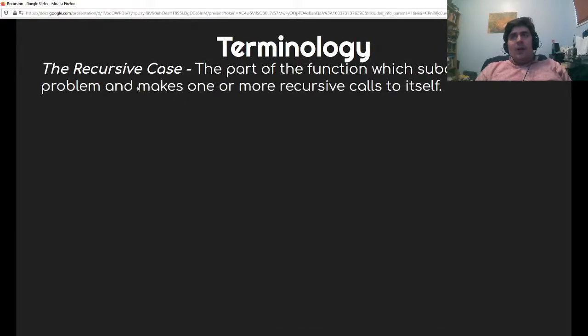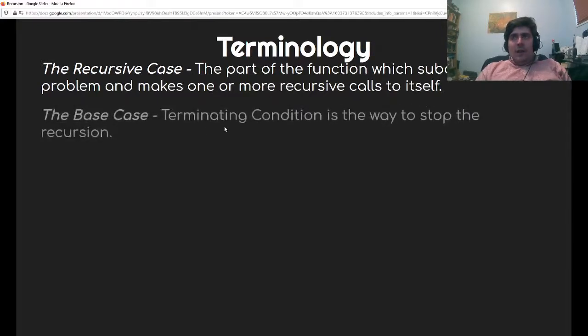Let's talk about the terminology again. The recursive case is any case which subdivides the problem and makes a recursive call. The base case is the terminating condition. Basically, it's the way that you have to stop the recursion. If you don't stop the recursion, then you end up in an infinite recursion, which will actually be stopped by Python. So Python is kind of safer than some other languages.